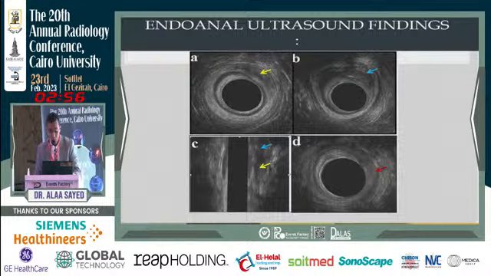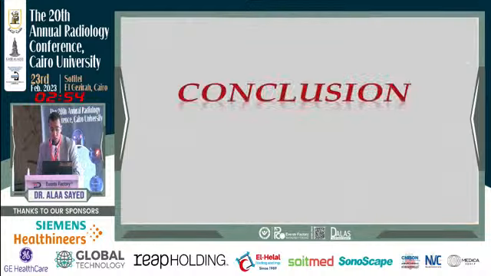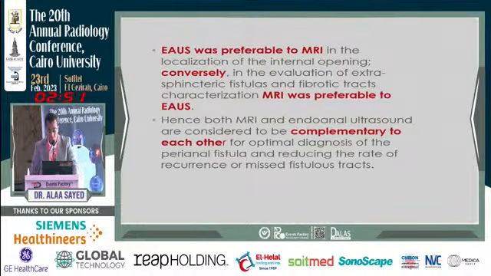posteriorly in red arrow. In conclusion, endoanal ultrasound was preferable to MRI in the localization of the internal opening, while MRI was preferable to endoanal ultrasound regarding the detection of the extra and suprasphincteric fistula tract and the fibrotic tract characterization. Both MRI and endoanal ultrasound are considered complementary to each other for optimal diagnosis of perianal fistula and reducing the rate of post-operative recurrence.